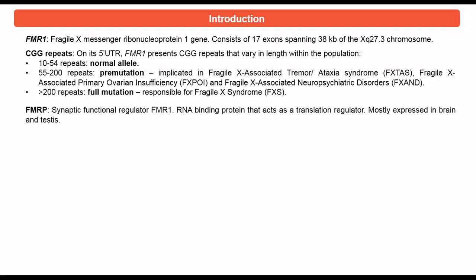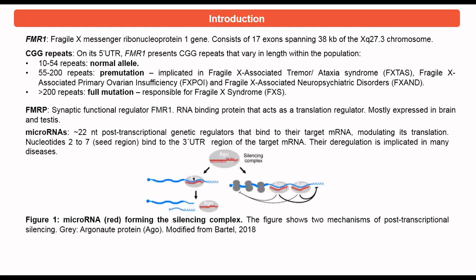Fmr1 encodes for the synaptic functional regulator Fmr1 protein, or FMRP. This protein is an RNA binding protein mostly expressed in the brain and the testes. The microRNAs are small, mostly post-transcriptional genetic regulators that bind to mRNA by a region called seed that includes the nucleotides 2 to 7. And the dysregulation of these microRNAs is implicated in many diseases.